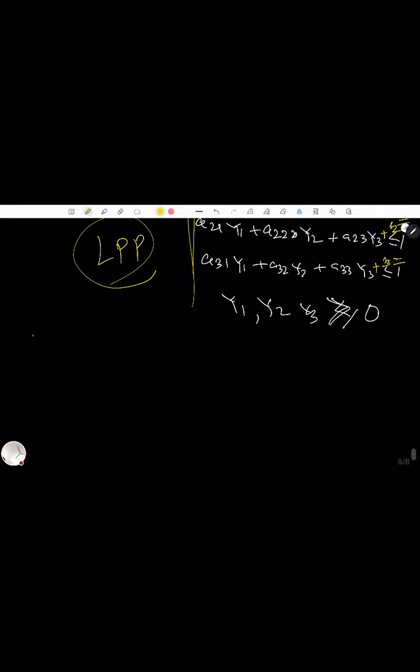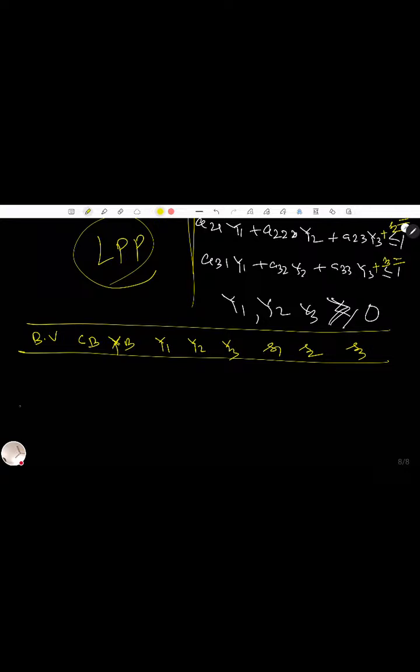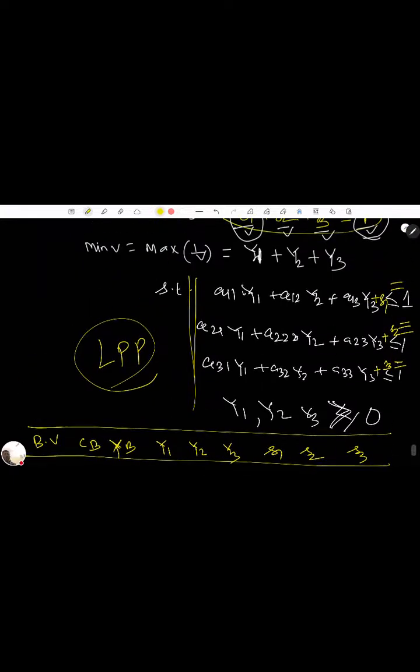In the simplex table we have the basic variable, CB (the coefficient of the basic variable), the solution, and the variables involved: Y1, Y2, Y3, then S1, S2, S3. You frame the simplex table, then you calculate the net evaluation delta J, which is ZJ minus CJ, and you continue the process till all are positive. Then we stop the process here, and accordingly we find the values of Y1, Y2, Y3.